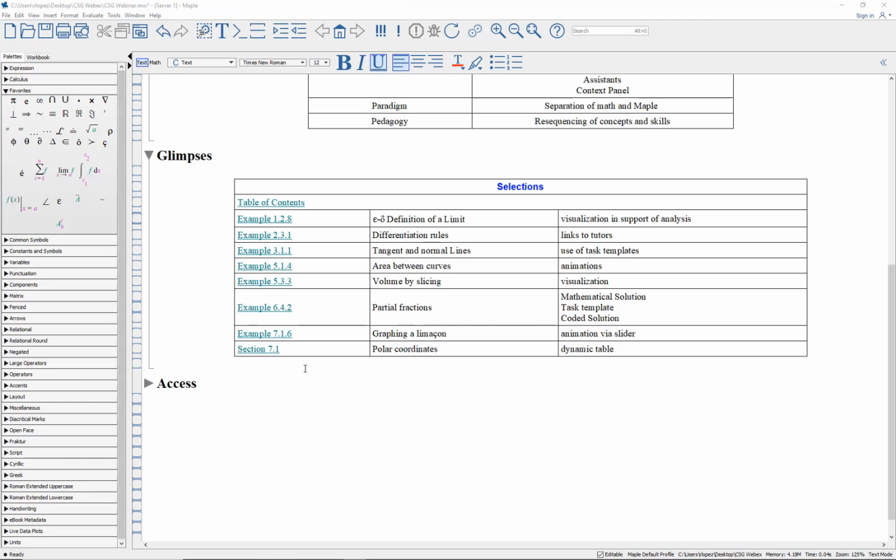Polar coordinates sneak into the curriculum in the integration section, where you are finding areas and arc lengths of objects described in polar coordinates.